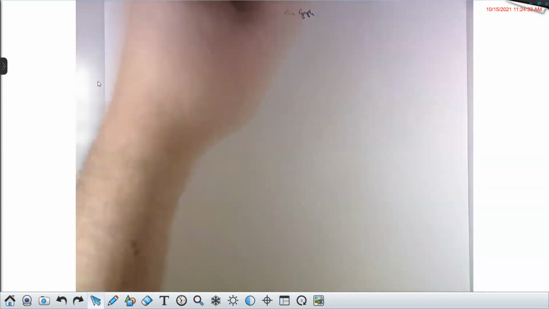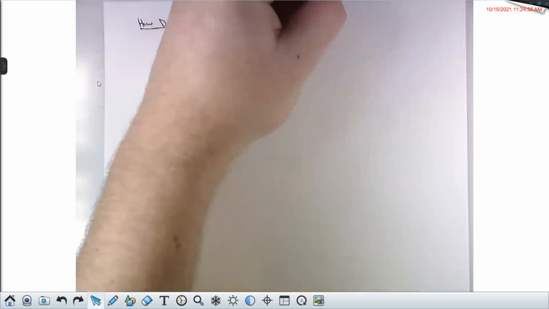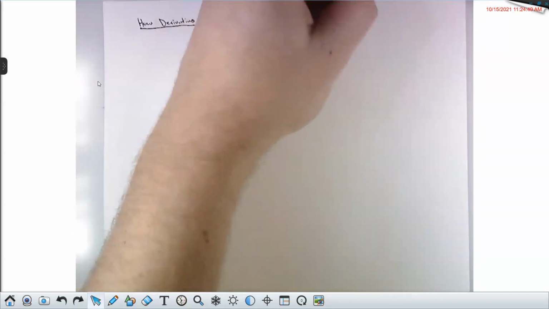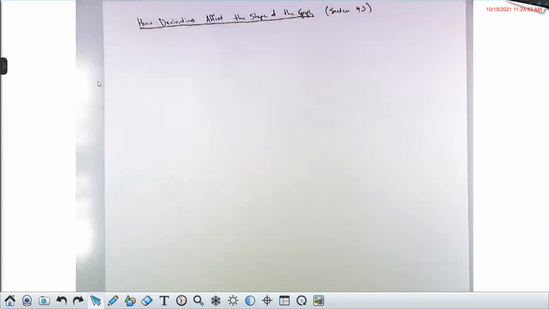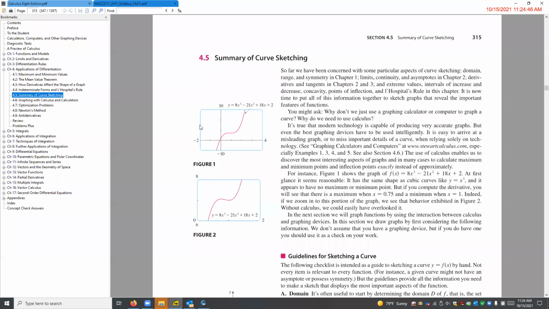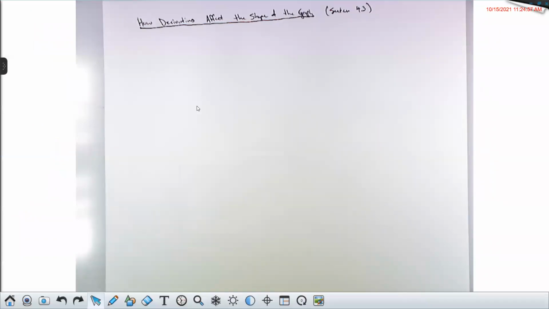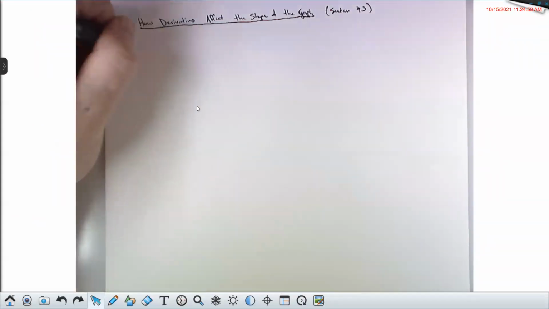This should be a capital G, which is section 4.3. This is an important section. This section, together with 4.5, summary of curve sketching, these are probably the two most important sections in chapter 4. First, a theorem.